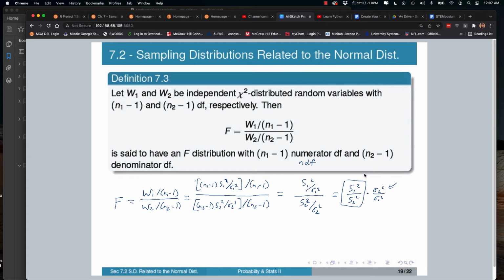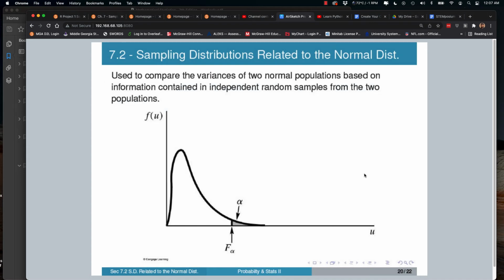Okay. So what does the F distribution look like? It's not a lot different from the chi-square in the look. It's a little more wonky looking. But again, it's the same kind of makeup. You've got alpha above the F sub alpha, and then down here would be your 1 minus alpha portion. And it's used to compare the variances of two normal populations based on information contained in independent random samples from the two populations.